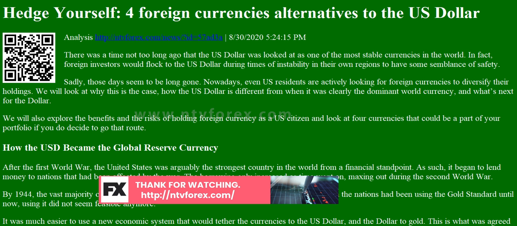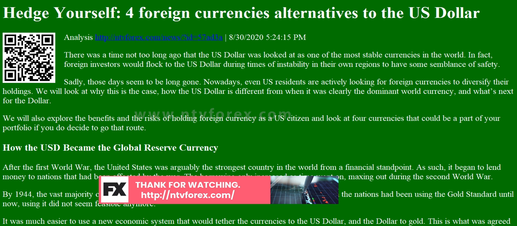Although the nations had been using the gold standard until now, using it did not seem feasible anymore. It was much easier to use a new economic system that would tether the currencies to the US dollar, and the dollar to gold. This is what was agreed upon at the Bretton Woods Conference in 1944. This was also where the seeds for the IMF and World Bank were sown.